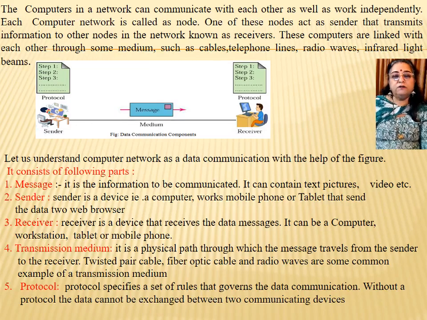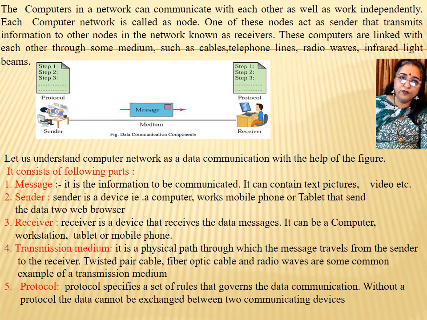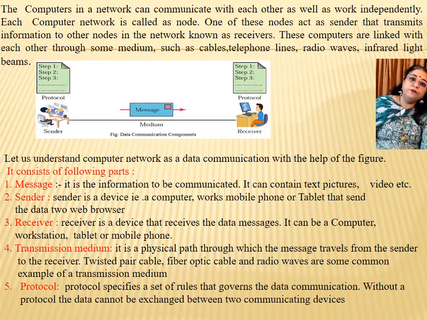Now the network consists of different parts. There is a message. The message is the information which a sender wants to give to the receiver. The sender is a device, like a computer here, which is sending the information to the receiver. The receiver is a device which is receiving the message. It can be a computer, workstation, tablet or mobile phone. The transmission medium is the physical path through which the message goes from the sender to the receiver end, like twisted pair cable, fiber optic cable and so on. We will all be studying these in detail later on. Then the protocol, I have just defined it.